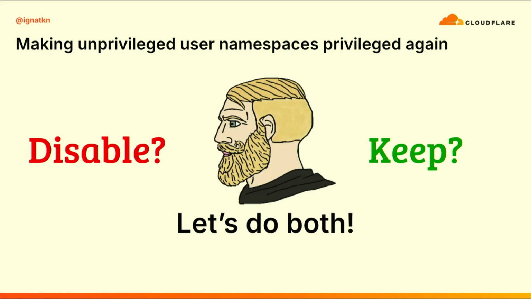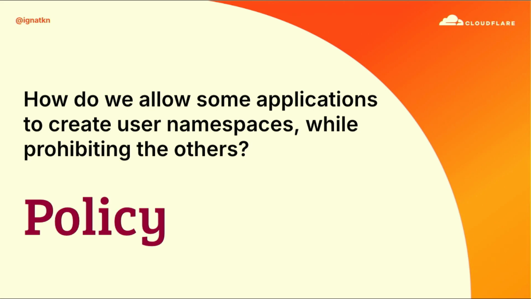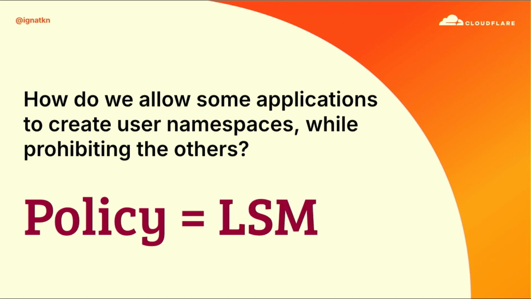Well, technically we can do both, right? How do we allow some applications to create user namespaces while prohibiting others? You can have some kind of policy saying Chrome is allowed to create user namespaces, but a random application downloaded from the internet is not. And policy in Linux is usually implemented in an LSM, right?